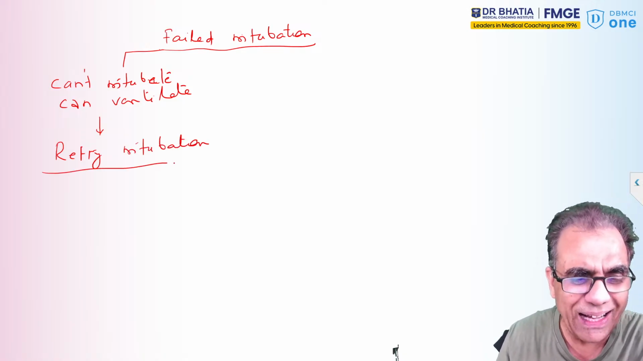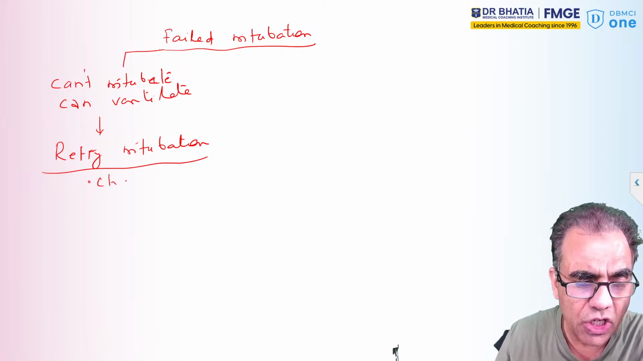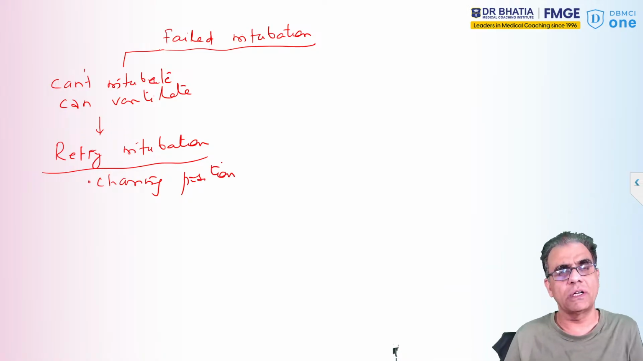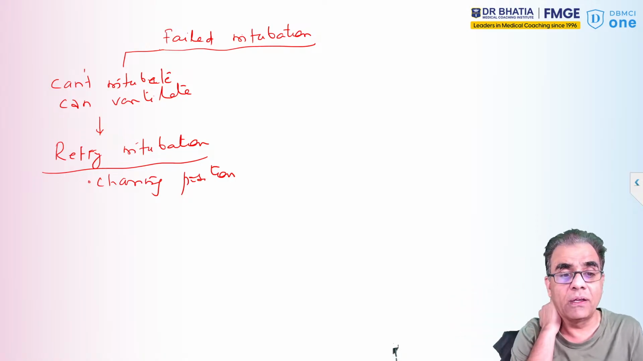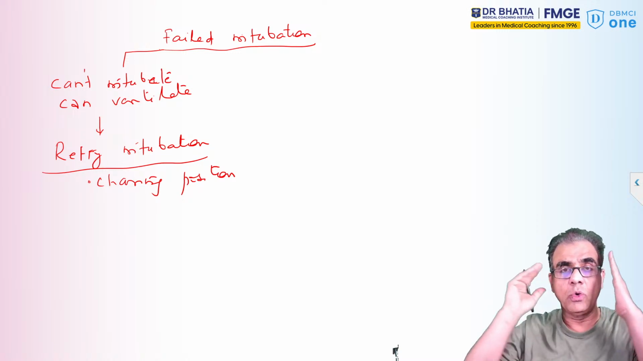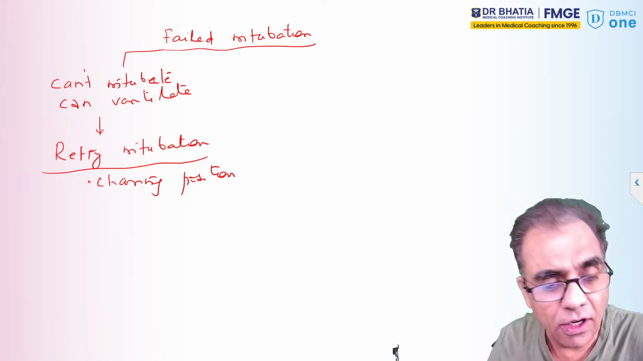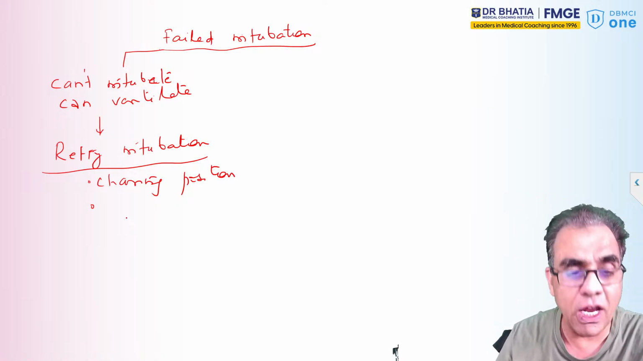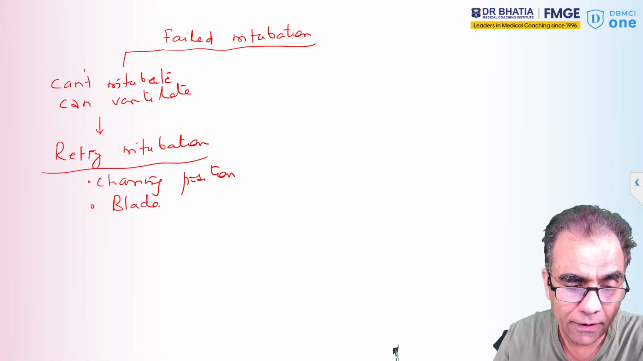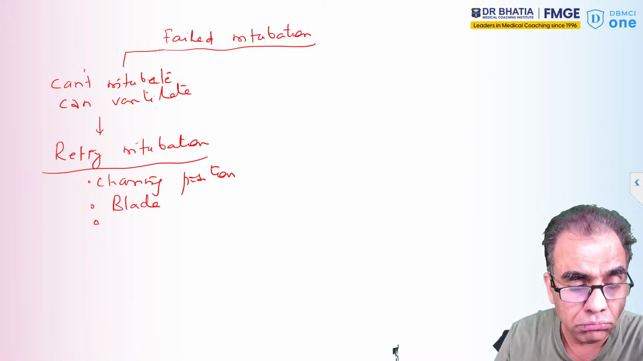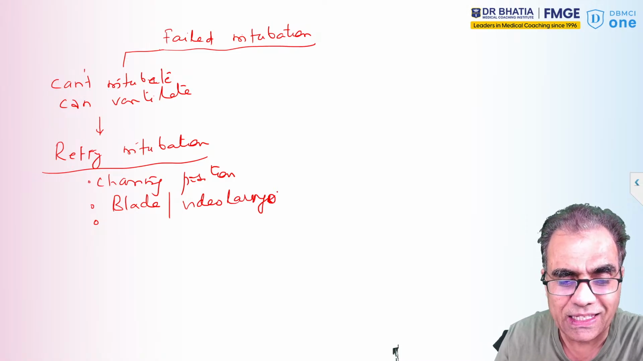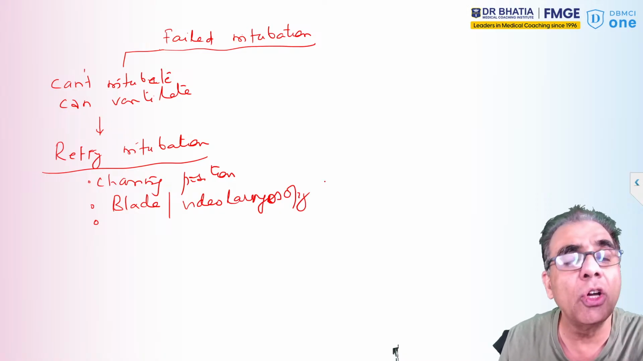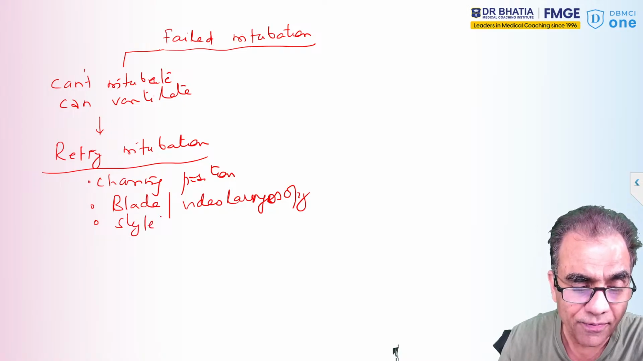But that doesn't mean retrying intubation in the same scenario. After changing position, maybe your position is wrong. What is the position for endotracheal intubation? Extension at the atlanto-occipital joint and flexion at the cervical spine. So you may not be able to intubate because your position is not right. So after changing the position, change your laryngoscope blade, or if you have the facility, you can use a video laryngoscope, which can significantly increase the possibility of intubation.